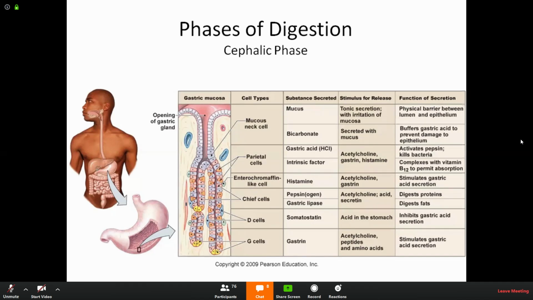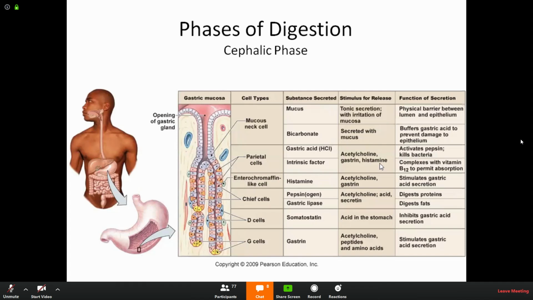And there are parietal cells. Parietal cells secrete hydrochloric acid and intrinsic factor. The function of hydrochloric acid is that it helps in killing bacteria; it has a sterilization action, and it helps in activation of pepsinogen into pepsin. Intrinsic factor is secreted by the parietal cells.